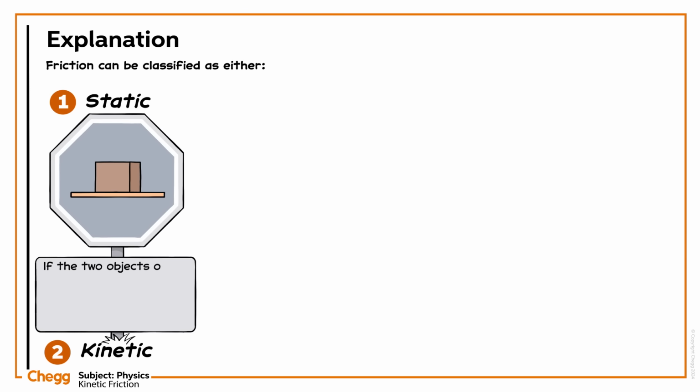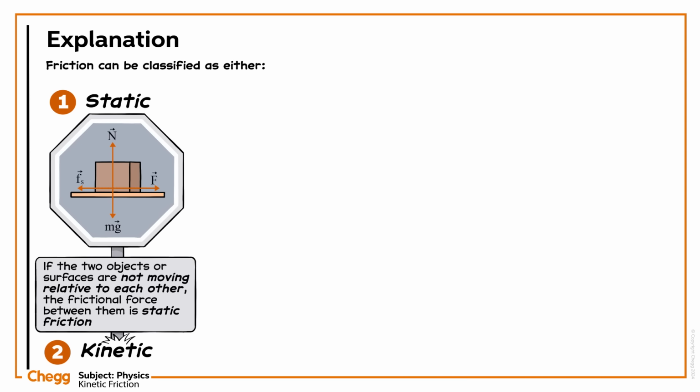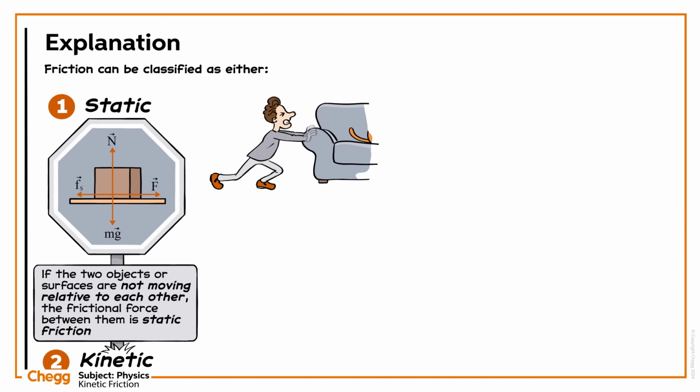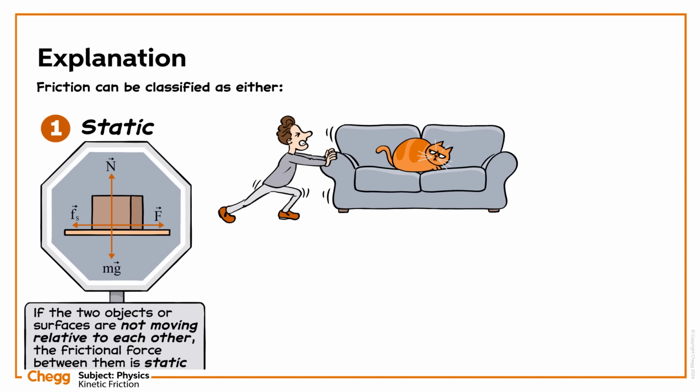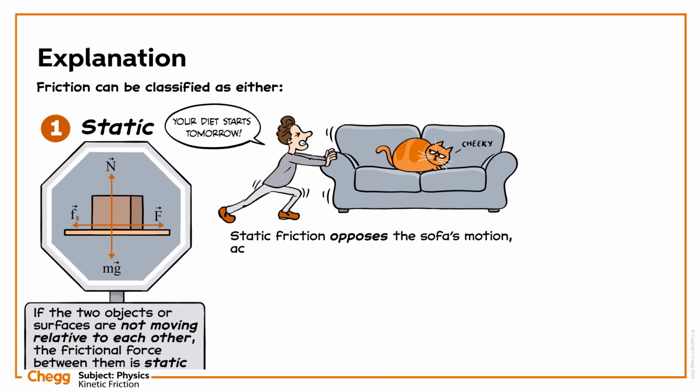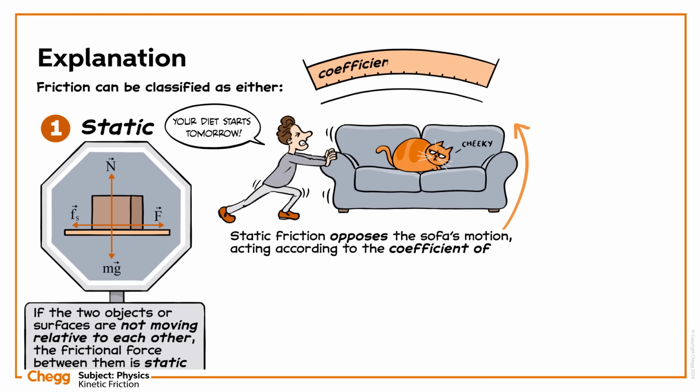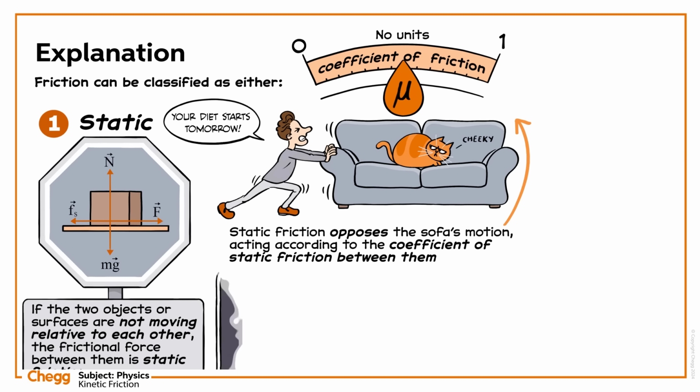If the two objects or surfaces are not moving relative to each other, the frictional force between them is static friction. Say, for example, you try to push a heavy sofa across the floor. You push with all your might, but it won't budge. Static friction opposes the sofa's motion, acting according to the coefficient of static friction between them, represented by the Greek letter mu. The coefficient of friction always lies between 0 and 1, and it has no units.